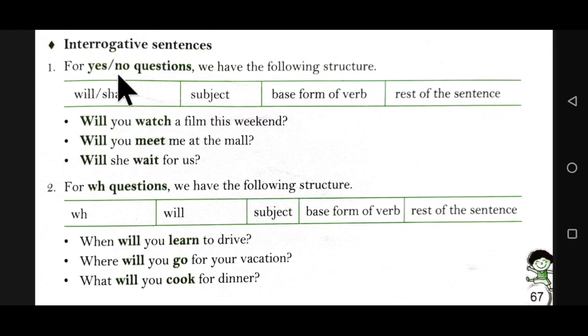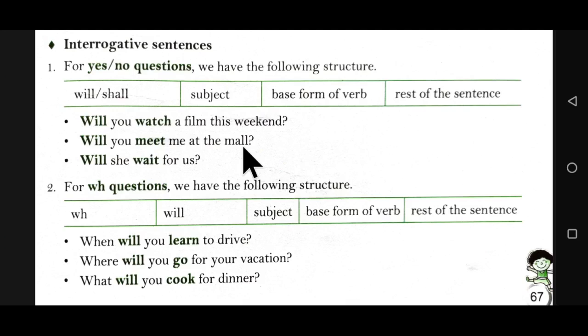So what is the structure of yes or no questions in simple future tense? It will be will or shall, then comes the subject, then the base form of the verb, then the rest of the sentence. Let's see an example. Will you meet me at the mall? So first comes will, then the subject, here you, then the verb in base form, and then the rest of the sentence, me at the mall. Because it is an interrogative sentence, don't forget to put a question mark after each sentence. So this was the structure of yes or no questions in simple future tense.